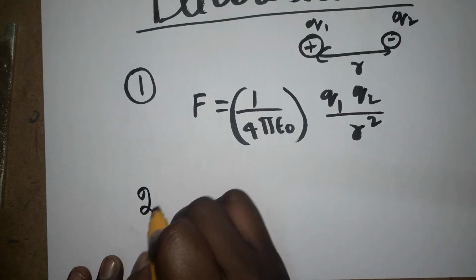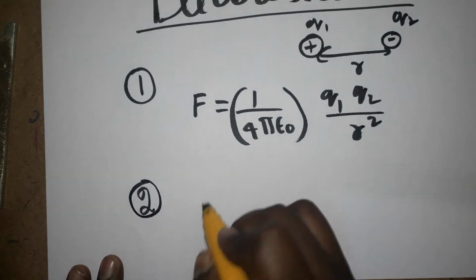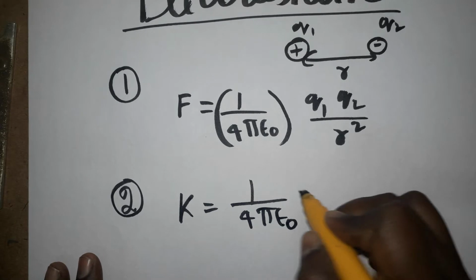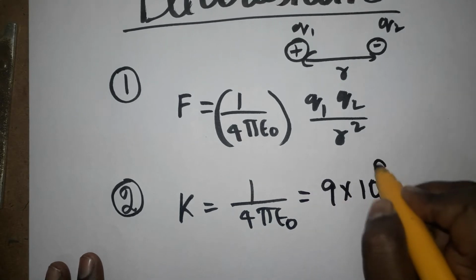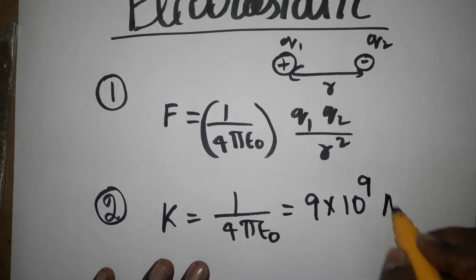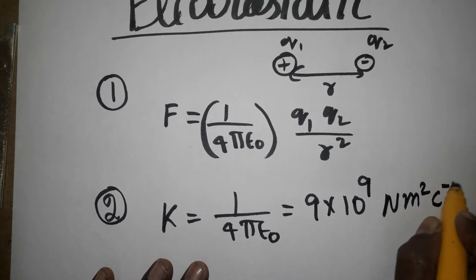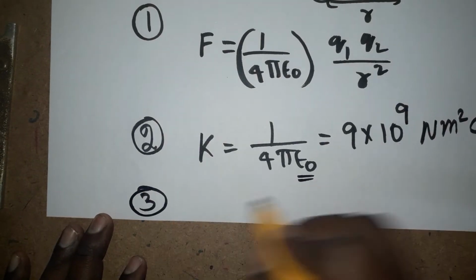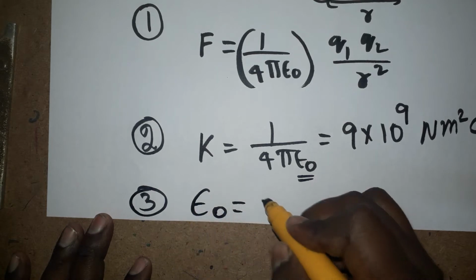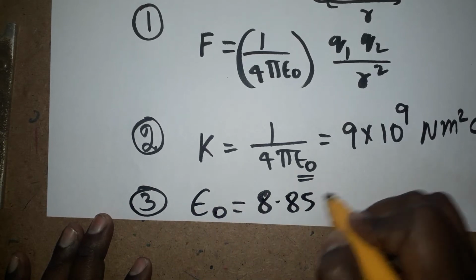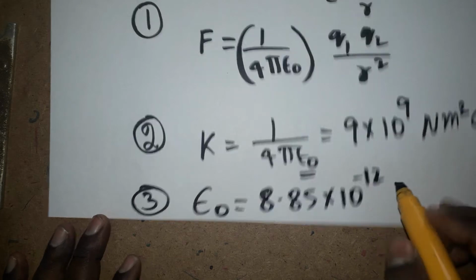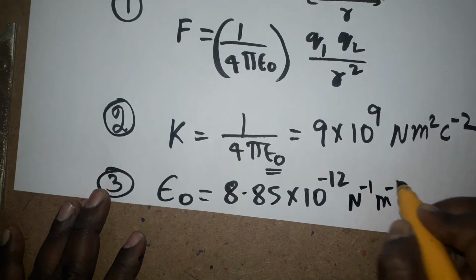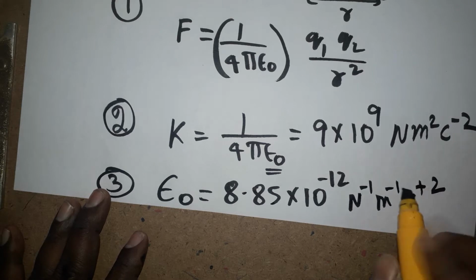The next formula: I take this constant as K. K is equal to 1 divided by 4 pi epsilon naught, and its value is 9 into 10 power 9. The unit is Newton meter square coulombs minus 2. The third one: what is the value of epsilon naught? Epsilon naught is a constant value, 8.85 into 10 power minus 12. The unit of this is the inverse: Newton inverse, meter inverse, coulombs plus 2.